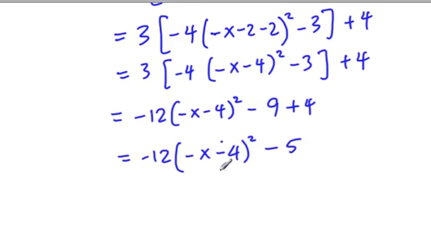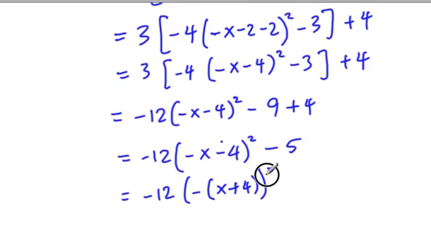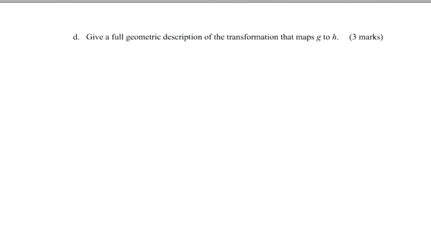And if you want to make it a little bit neater, the one thing you can do, and I also recommend that you do, is going to be -12 x plus 4 squared minus 5. And that's our solution. Okay? Now, we're on to the very, very last question. Okay, give a full geometric description of the transformation from G to H.